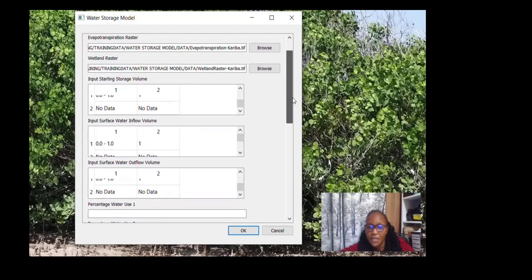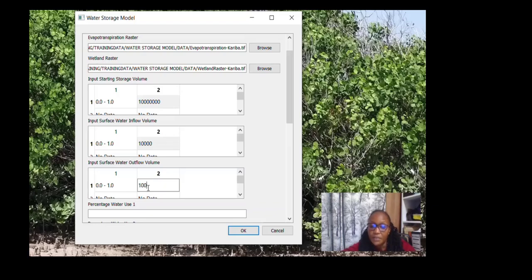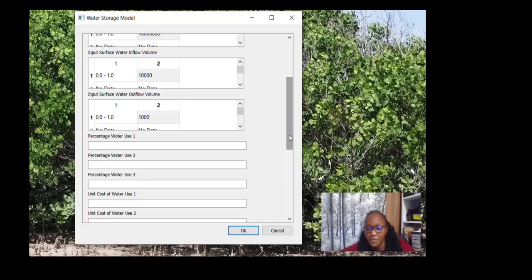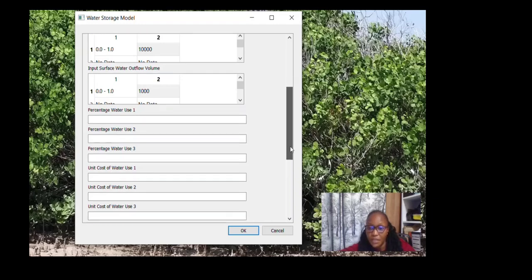So here we look at the starting storage. Let's say the starting storage of this wetland is 10 million cubic meters of water. For input surface water inflow, maybe at one point we normally have around 10,000 cubic meters coming in. For the outflow, let's give it around 1,000 going out. These are figures that with local expert knowledge you can find for that particular wetland.